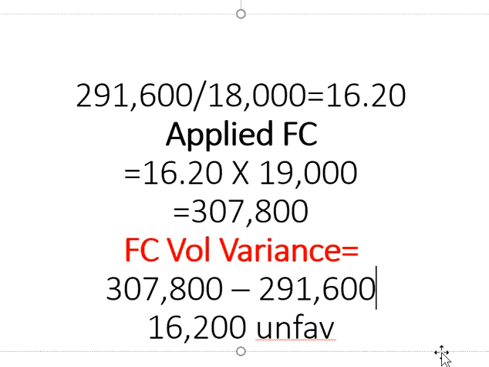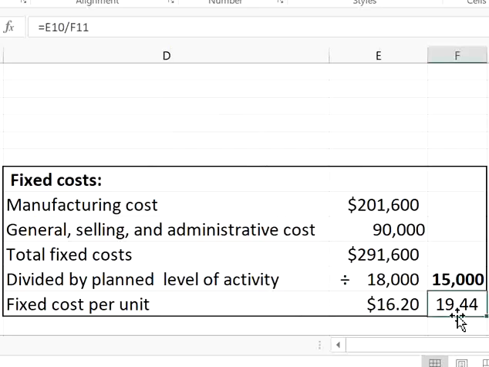So now in this question here, the fixed cost volume variance is 16,200. What is the interpretation of this variance? This 16,200 is a fixed cost volume variance, right? Now what will happen to the fixed cost per unit if we increase the number of units from 18,000 to 19,000? I'll go back here, I'll show you.